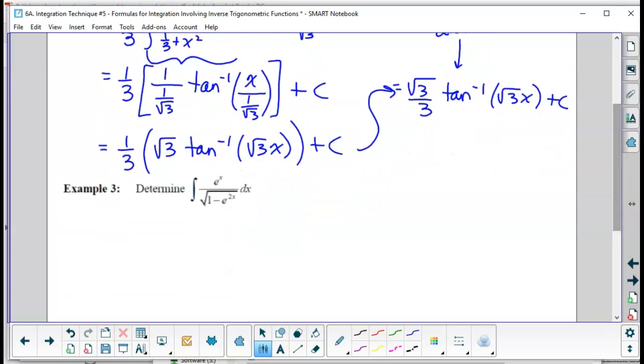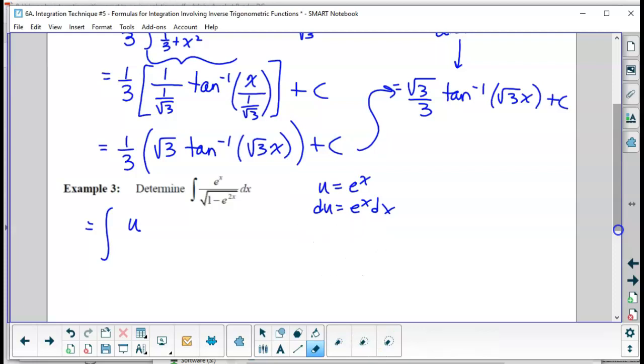Next one doesn't have an x, it actually has e to the x. So you might want to do substitution to start. Let's let u equal e to the x. So du equals e to the x dx. So let's see what that is. So that's going to be u. Dx then, so it's going to be 1 over e to the x equals, sorry, just a sec. Actually, what am I doing?